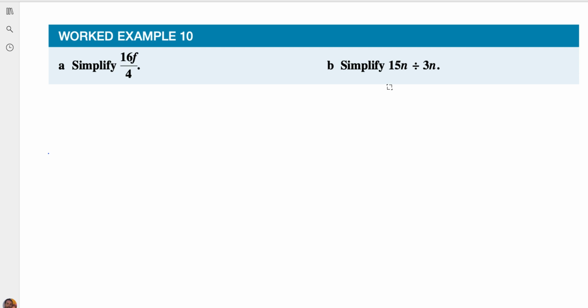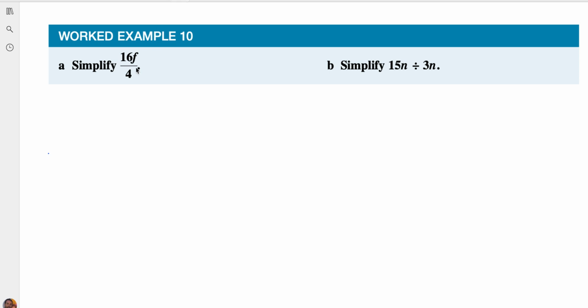It says simplify the following. Okay. So let's do this one. So here we have 16f over 4. So this is the same. You don't have to write it. I'm just explaining. It's the same as if I have written 16f divided by 4. Agree? This is the same thing.